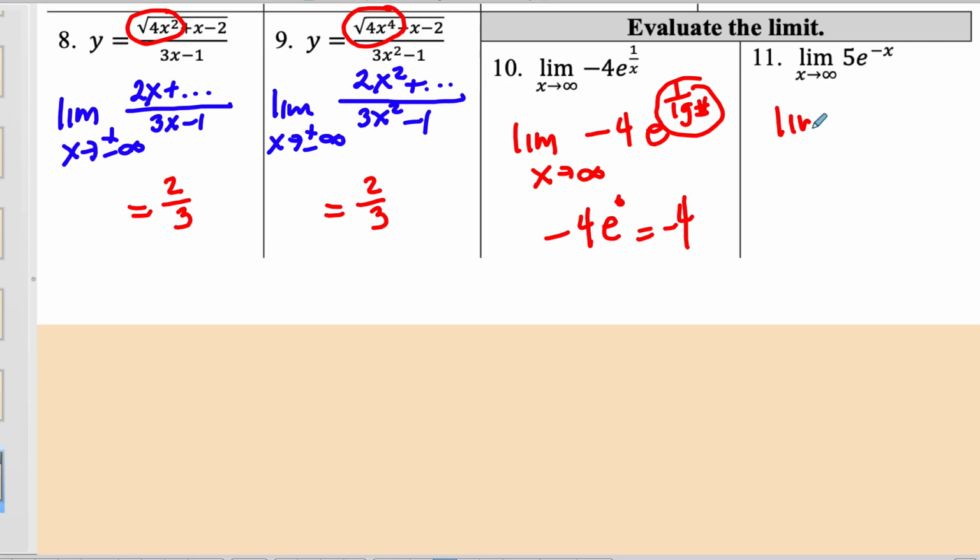This one, go ahead and rewrite it, and negative exponents can be written like this. Put them in the denominator. This is going to be a very large positive denominator. This is just 5, and so this will be getting close to 0.